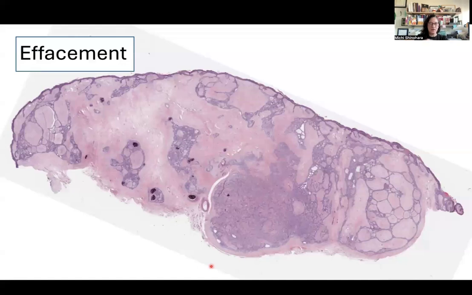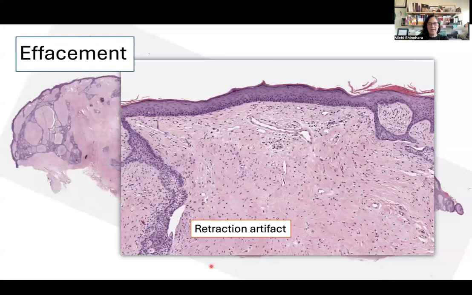In converse, we can have effacement of the epidermal pattern, shown here. Effacement is loss of the epidermal rete pattern and generally thinning of the epidermis. This happens to be a variant of basal cell carcinoma, fibroepithelioma of Pinkus, and it also shows some retraction artifact shown there on the left.